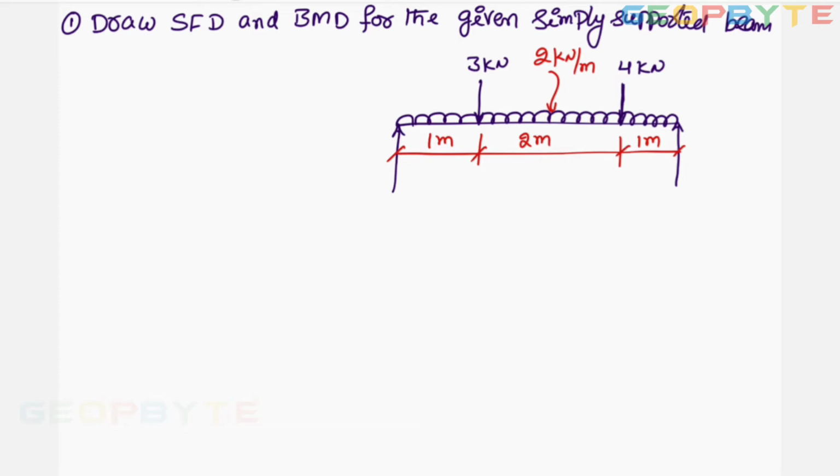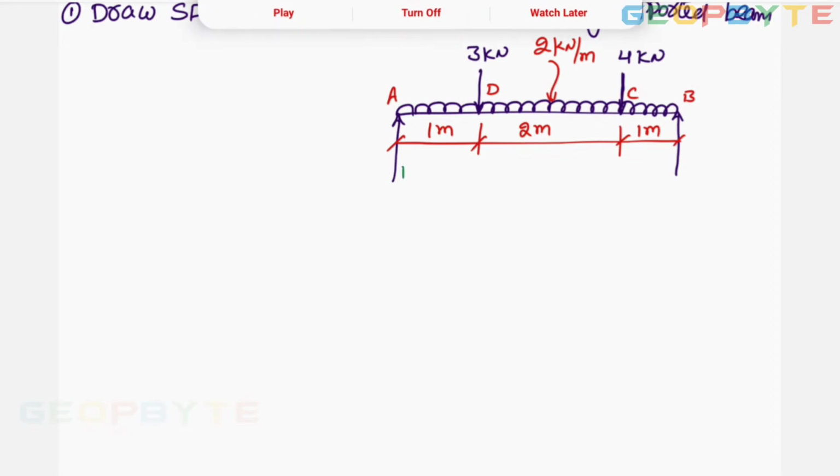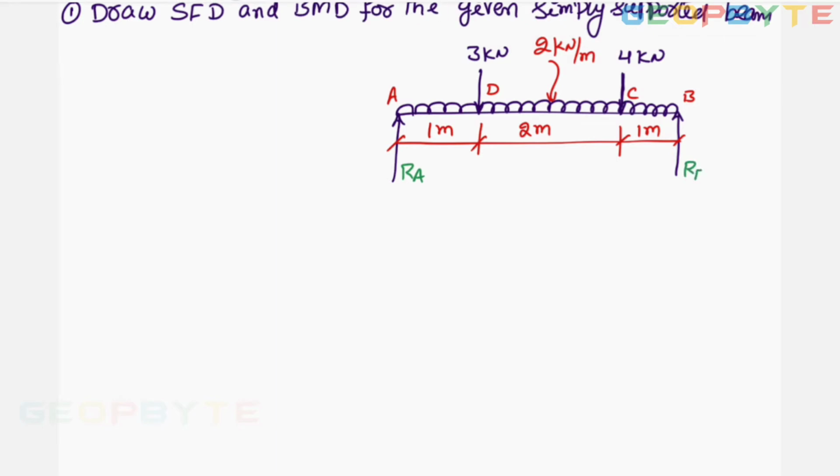Now let us mark the points like A, B, C, D, etc. For the UDL you need not mark. Now let us assume RA be the reaction at A and RB be the reaction at B. You need to find RA and RB separately.